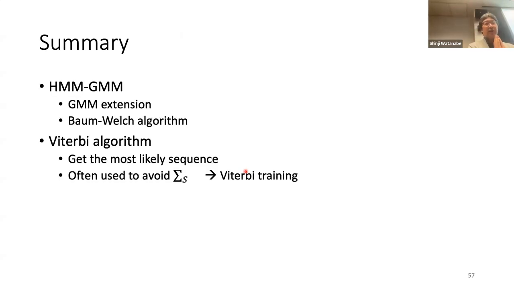So let's summarize this talk and move to the explanation about it. First, HMM-GMM extension is quite straightforward. We just introduce the latent variable, and then the GMM extension is performed. We also explained Viterbi. Viterbi gives the most likely sequence, with no approximation. With Viterbi, we can get the best sequence. And this Viterbi search is also used to simplify the training and so on.